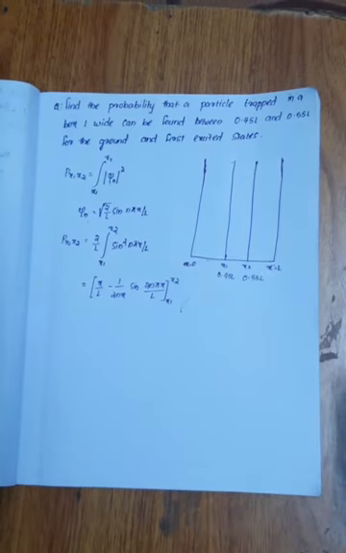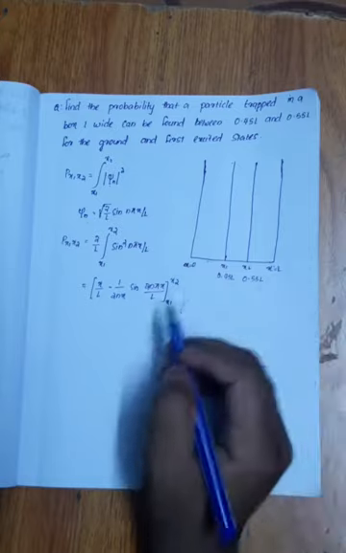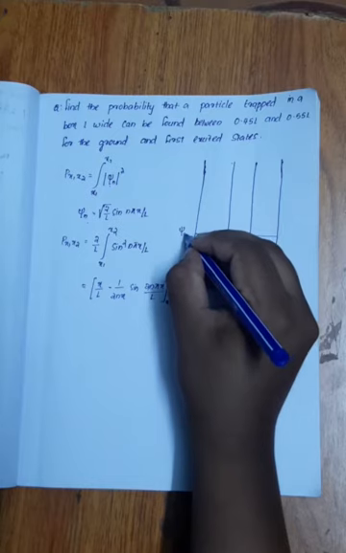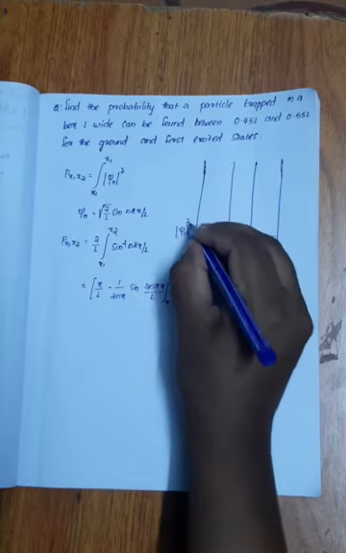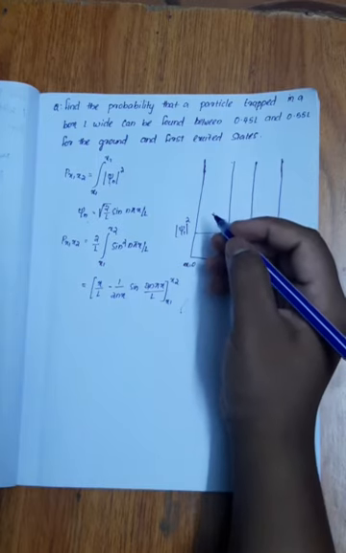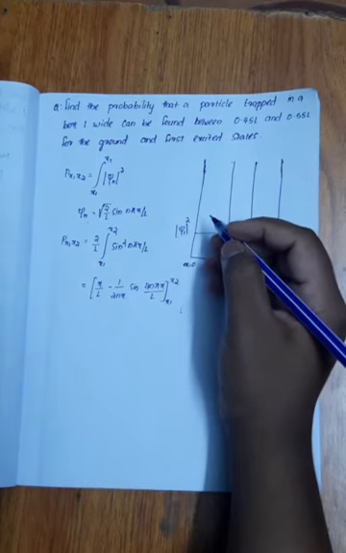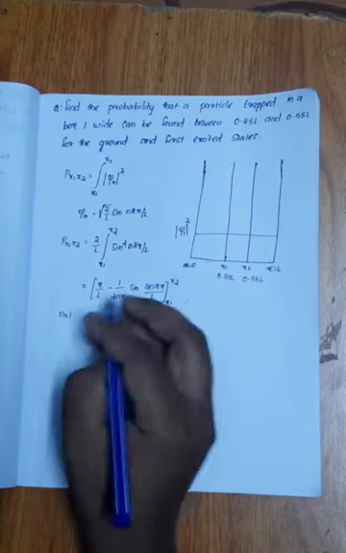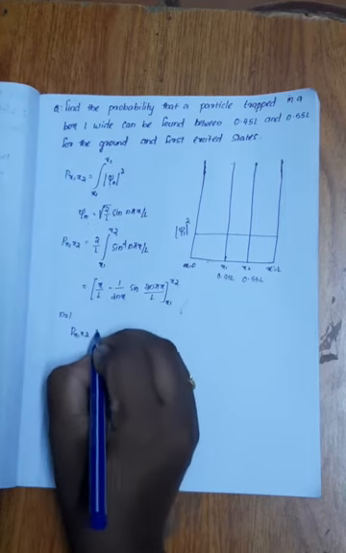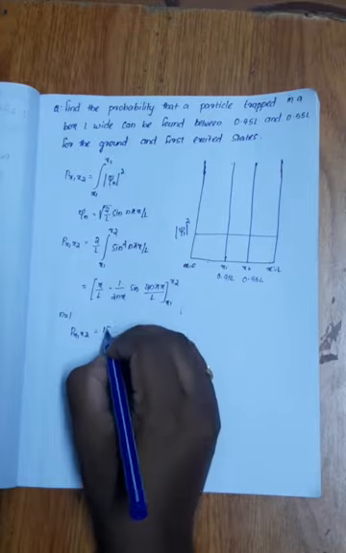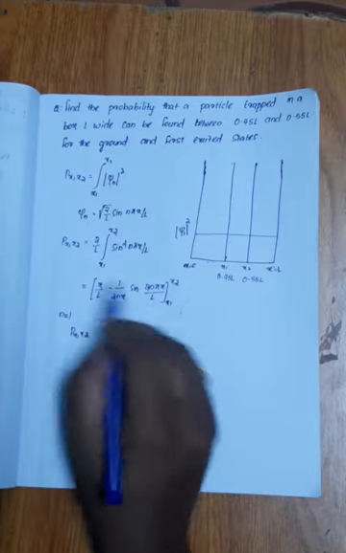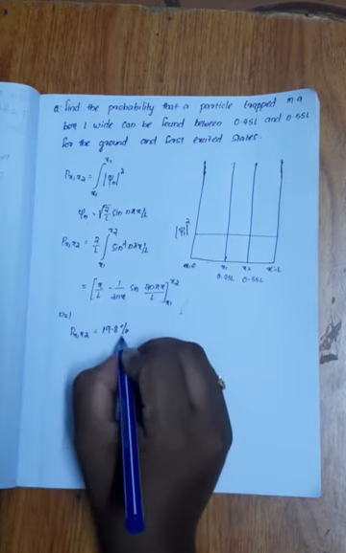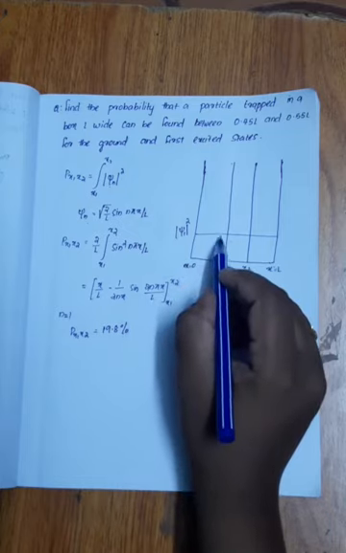Now we have to find the probability of the particle in the first excited state, that is modulus of psi 1 whole squared. Here first excited state means n equal to 1. For n equal to 1, when we evaluate this equation, we get P of x1 x2 as 19.8%. This will be the probability of the particle in the first excited state.